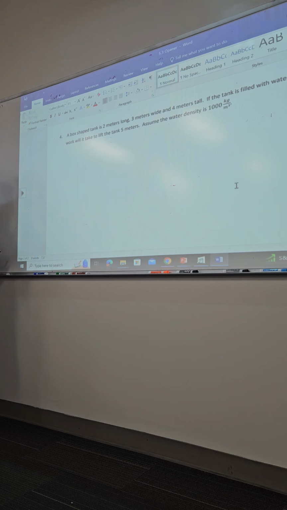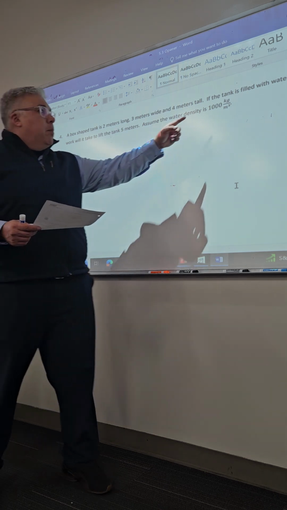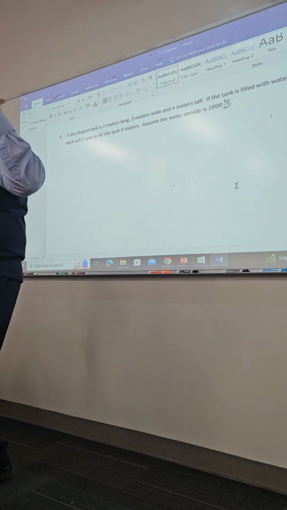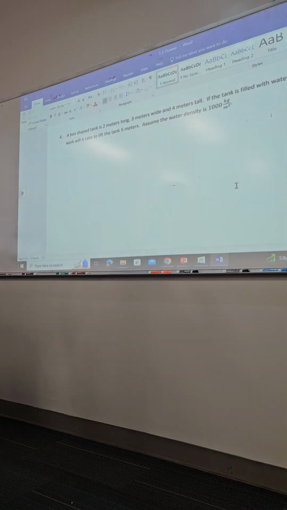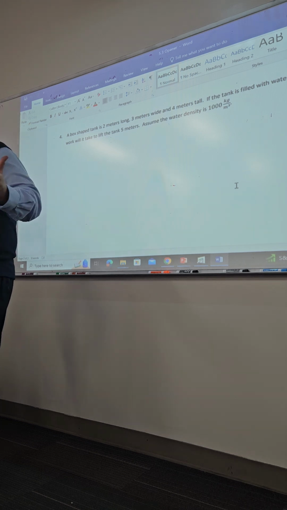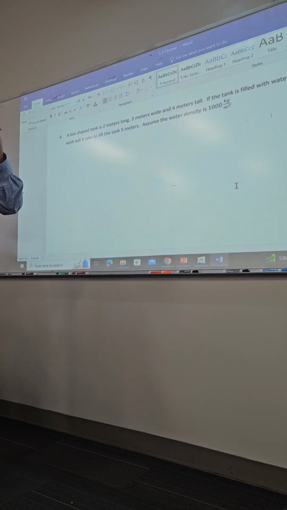I'll do better. All right, a box-shaped tank is 2 meters long, 3 meters wide, 4 meters tall. If the tank is filled with water, how much work would it take to lift the tank 5 meters? Assume the water density is 1,000 kilograms per meter cubed. Now watch, this is kilograms per meter cubed. Remember, the last one was pounds per feet cubed, right? But this is kilograms, it's just mass per meters cubed. So this is going to be a little different. It's not just like example 3, okay?